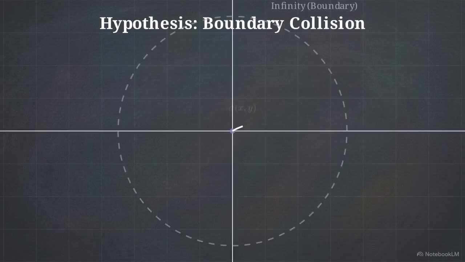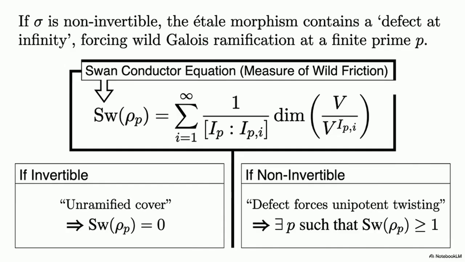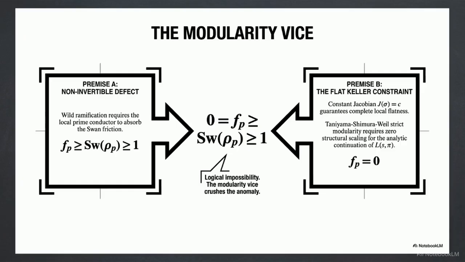If we assume the map is a counterexample, it must possess a geometric branching defect at infinity. Such a defect forces wild Galois ramification at a finite prime. Mathematically, this requires the Swan conductor, the measure of arithmetic friction, to be at least 1. However, rigid modularity dictates a different result. The constant Jacobian forces the prime conductor exponent to strictly equal 0.